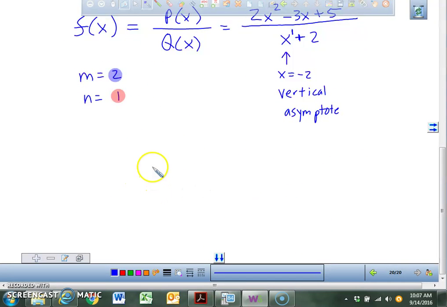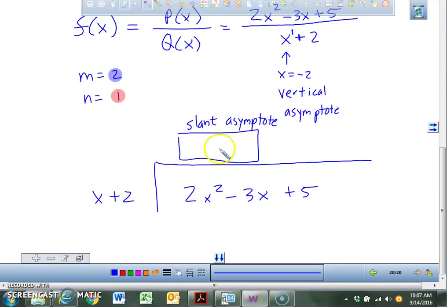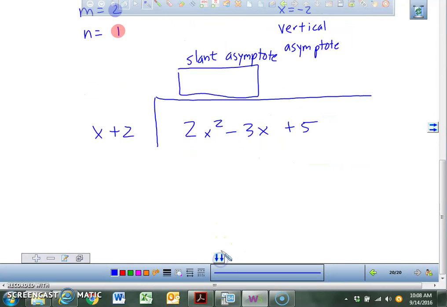Here's how you would set up this equation using long division. The divisor you would put as x plus 2. The dividend you would put as 2x squared minus 3x plus 5. And the quotient, not counting the remainder, that would end up being your slant asymptote. So whatever you got here would be your slant asymptote. However, synthetic division is a lot easier to do than long division, so we're going to practice synthetic division.